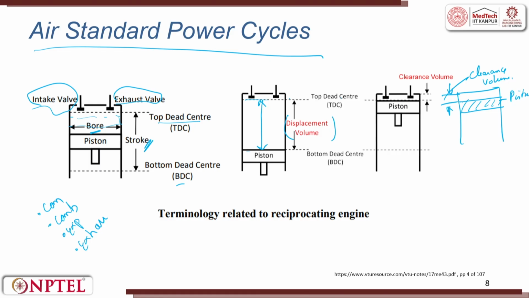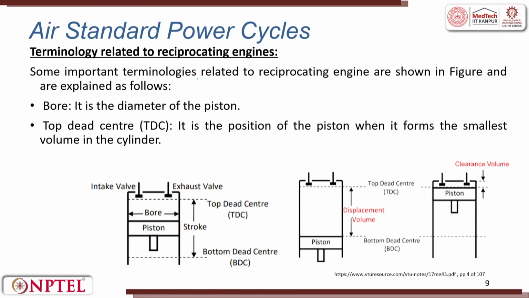These are the terminologies which are used in reciprocating engines. Some of the important terminologies related to reciprocating engines are shown in the figure. Bore is the diameter of the piston, because if you do not have the piston tight, then there will be an air leak. Some important terminologies related to the reciprocating engine are shown in the figure and are explained as follows.